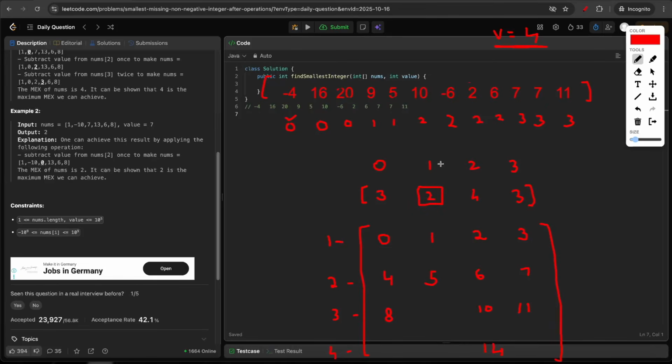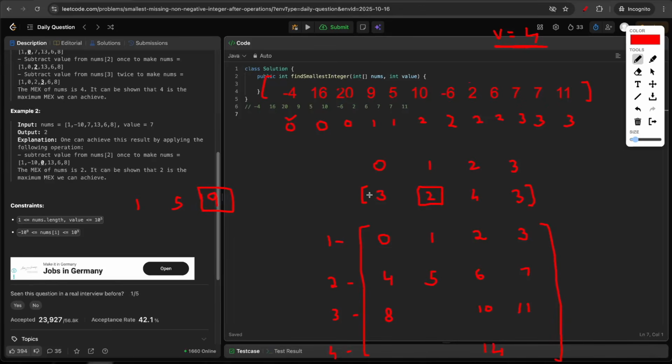So here the minimum frequency is 1. So that means you can form 1 with the first one. You can form 1 plus 4, 5 with the second one. And you can't form the third one. The third one is missing. So that means 9 is missing. And 9 is our answer.